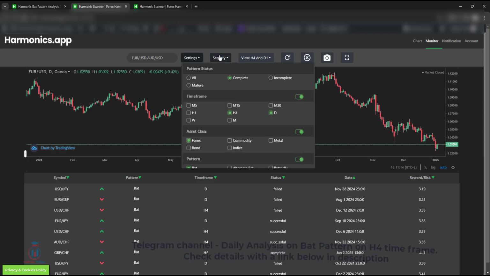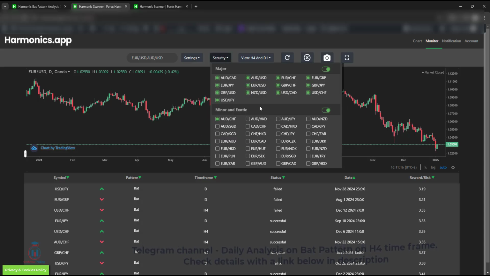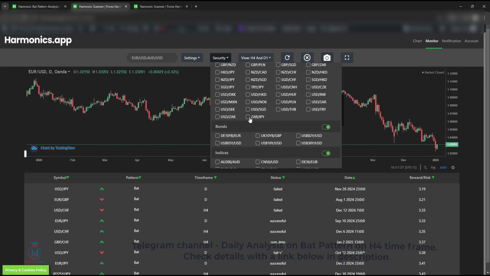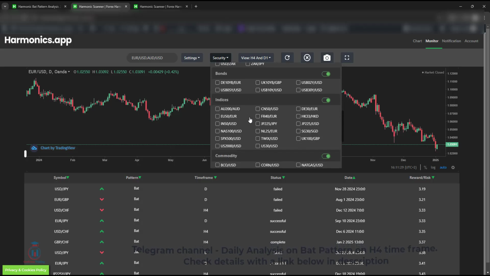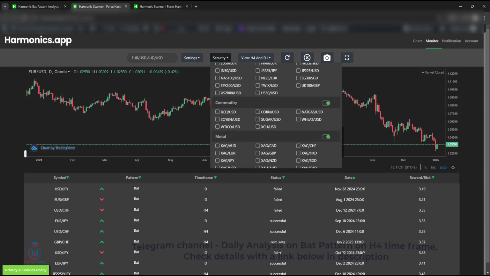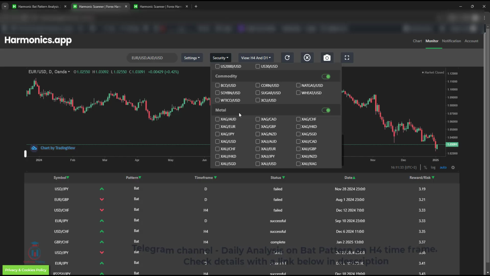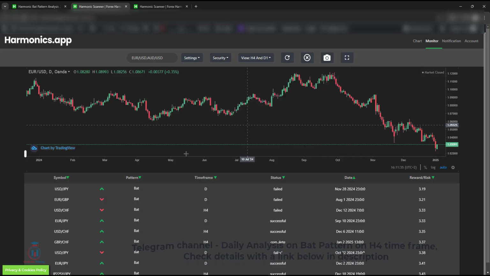Then you have security, where you can go more in depth about the symbol, which symbol you would like to follow. I have selected only major, and you can see I have selected only this one, Australian dollar against CHF, as an example. And below that you can also select which of the indices, bonds, commodities or metals you would like to have here on the chart.